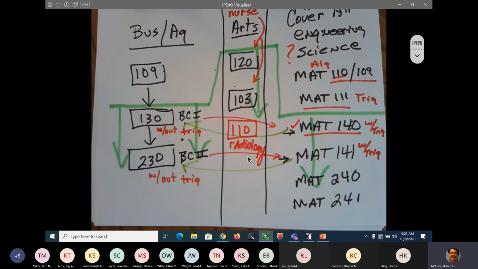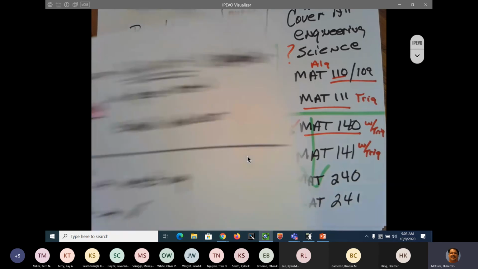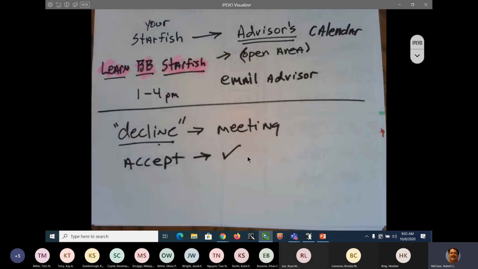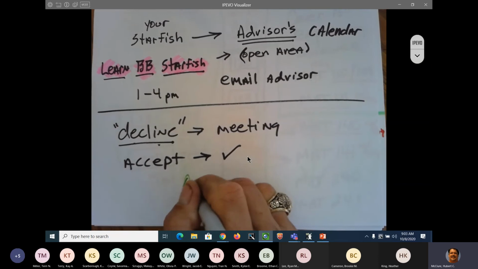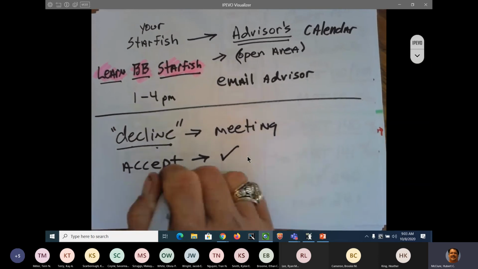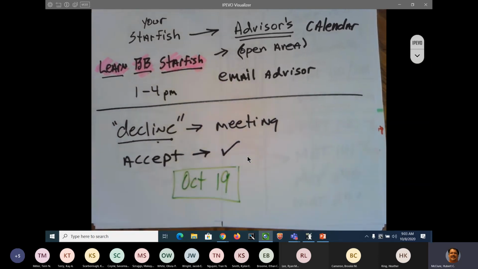The 19th is when you register for classes. October 19th, that's when it opens up. So you need to get this done. You need to sign up and get to your advisor.